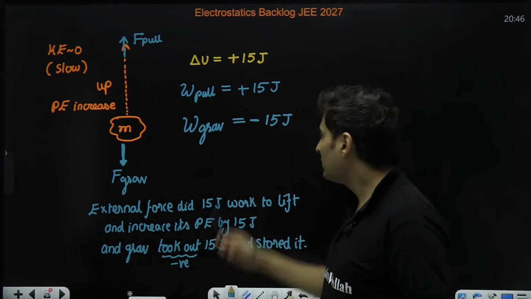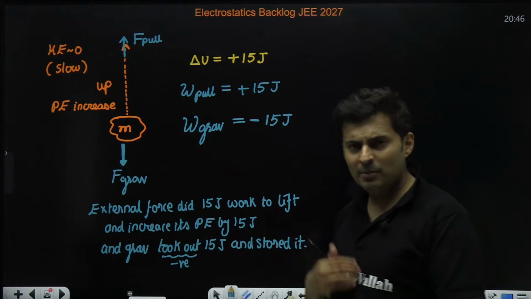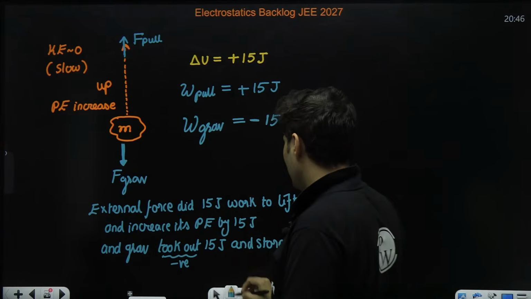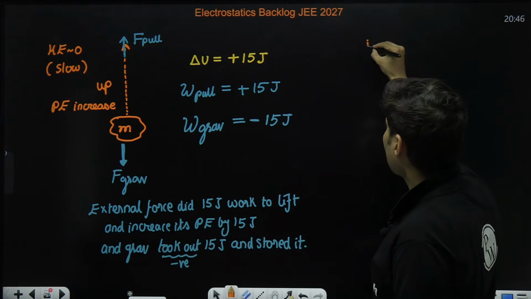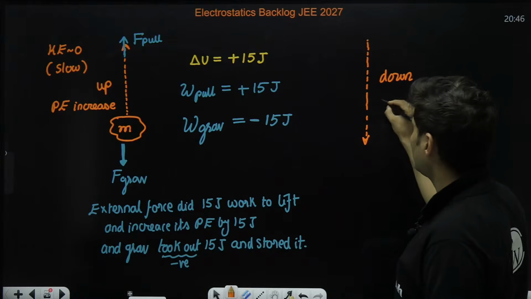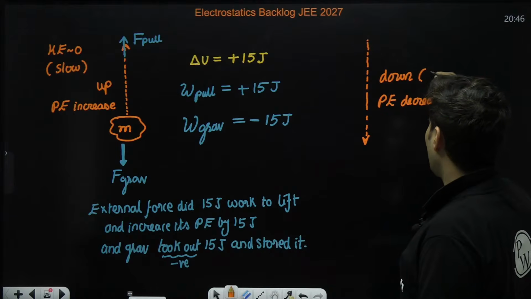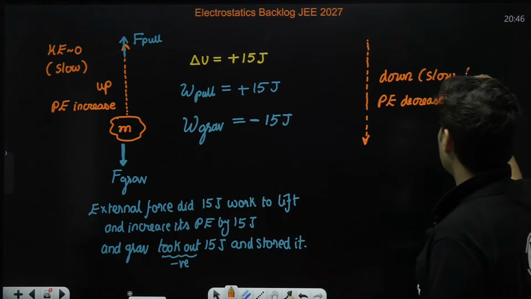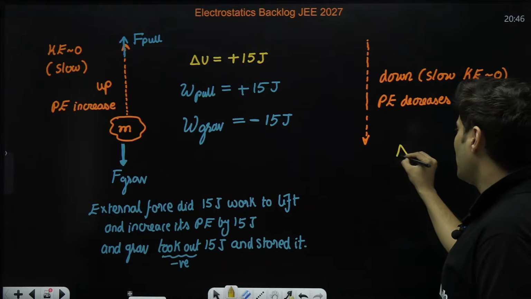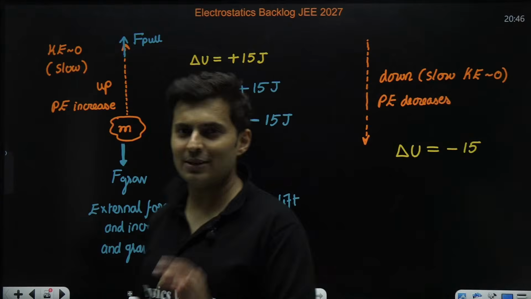They are conserved. The negative sign of gravity just tells you that it is sucking out that energy and storing it. What happens in the exact reverse process? If I take this block and slowly bring it down, just imagine now instead of going up, I slowly bring it down. In this process, the potential energy decreases, but I am doing it slowly. That means the kinetic energy is negligible. So in that situation, my change in the gravitational potential energy will be negative 15.